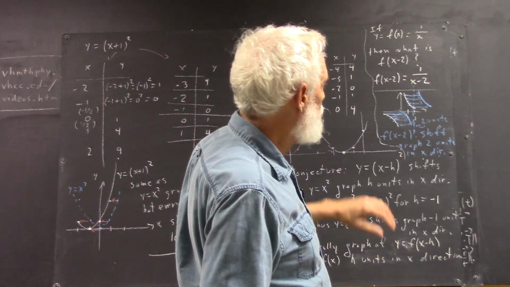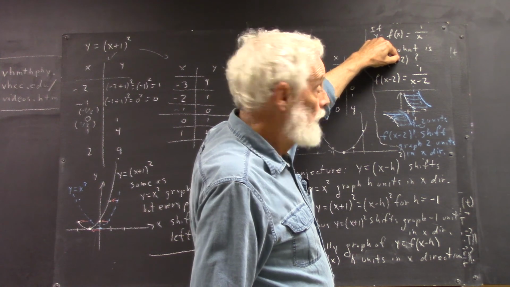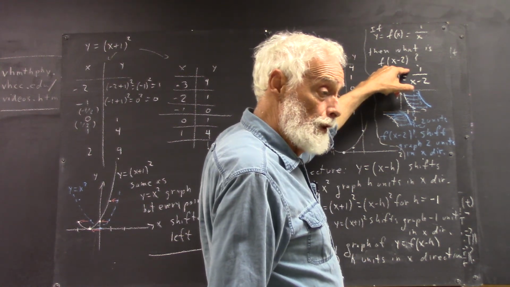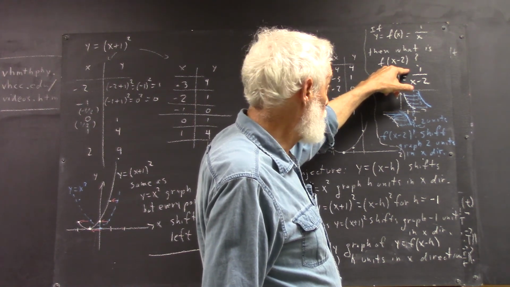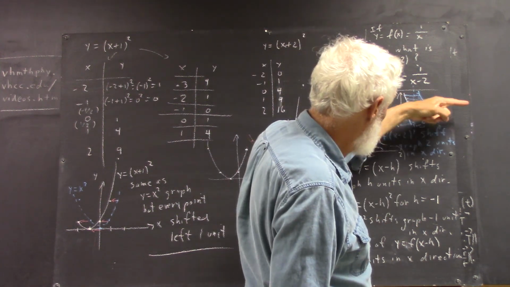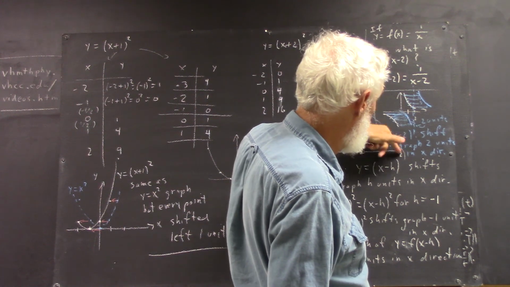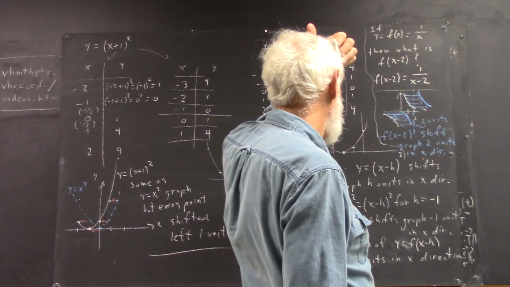Well, let's ask ourselves, what is f of x minus 2 then? Now, by our conjecture, f of x minus 2 should move the graph 2 units in the x direction. So that the graph should go from here over to here, and from here over to here, and the asymptote will go from the y-axis to the vertical line x equals 2.